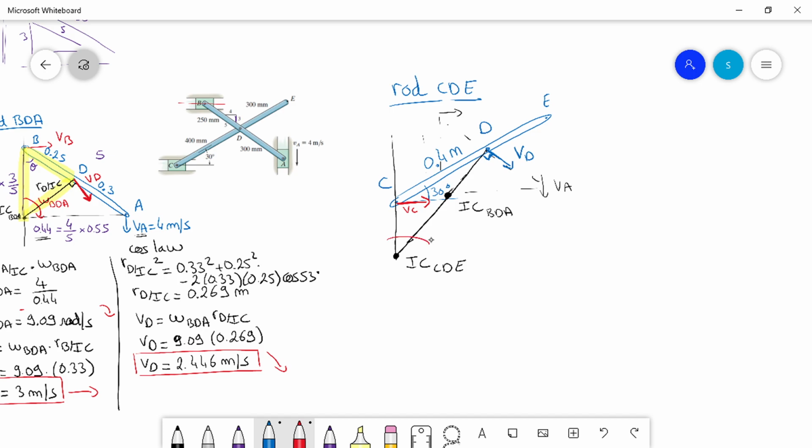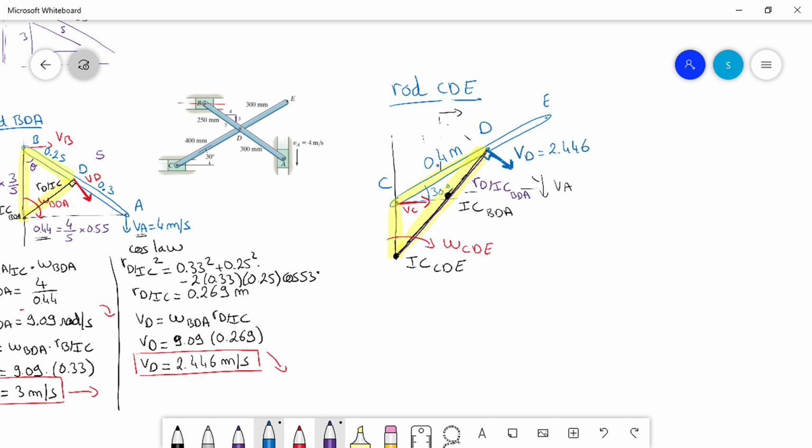So we need to find the new omega, that is the omega of the rod CDE. And what do we know? We know VD. How much is VD? We found it before. VD is 2.446 meters per second. So we need to play with this triangle because we need to find this long distance. Let me make it in purple. That is the new RD about the new IC, the IC of CDE. So we need to find this distance.